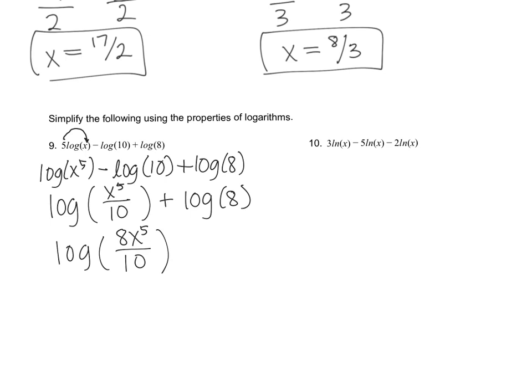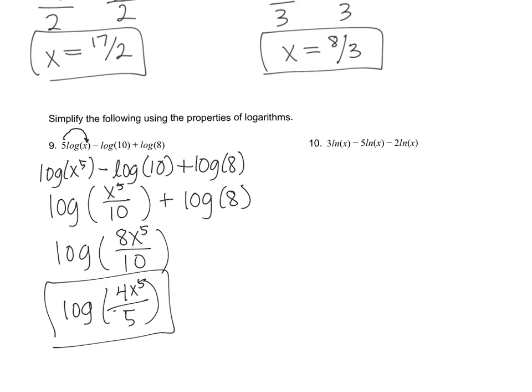The 8 only multiplies with the x to the 5th because it's technically 8 over 1. Now I check to see if I can simplify what's in the parentheses. And 8/10 can simplify to give us log 4x to the 5th over 5. And that is our combined logarithm in simplest form.